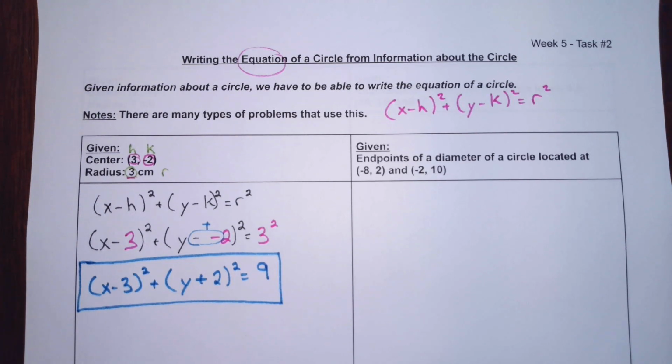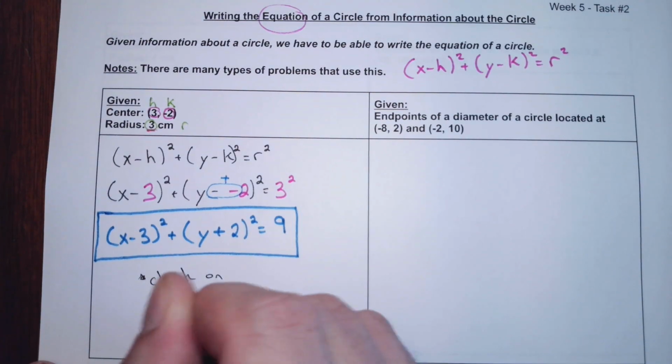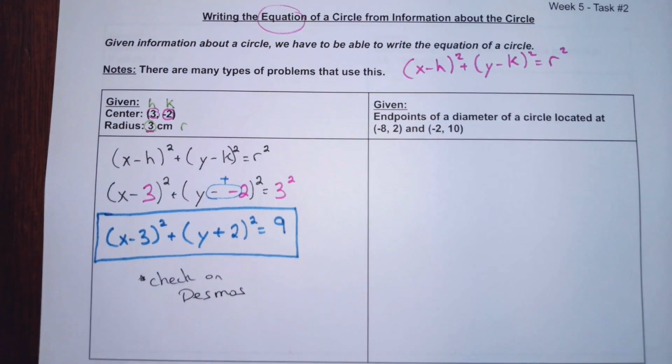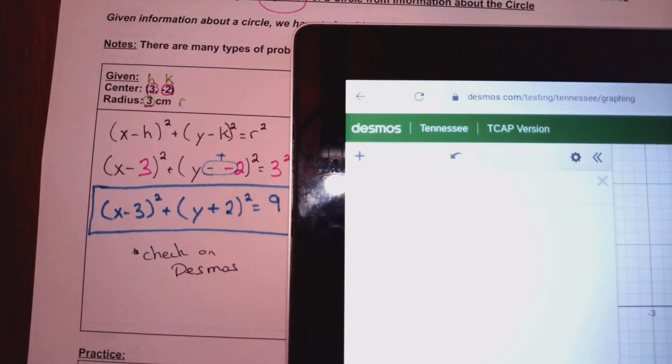Now, if I wanted to check, I can check on Desmos. So, come to Desmos, and I'm going to type in this. I'm going to go x minus 3 squared. Oops, not multiply, plus y plus 2 squared equals 9.